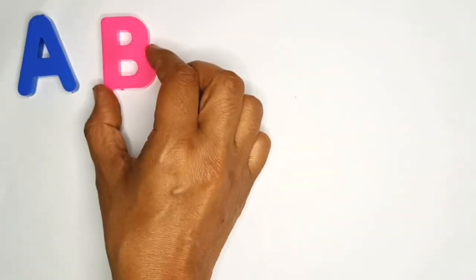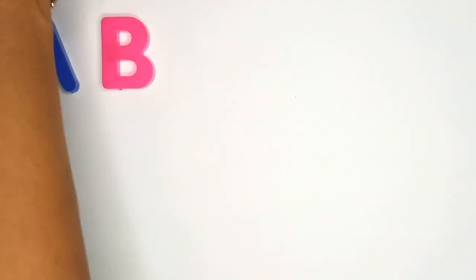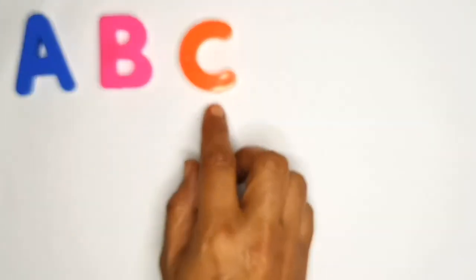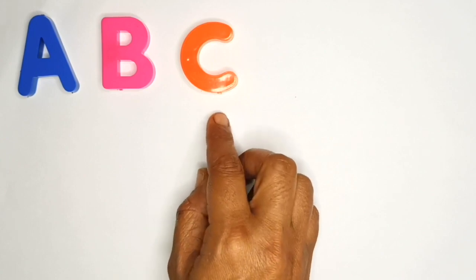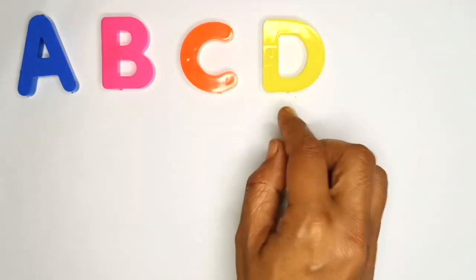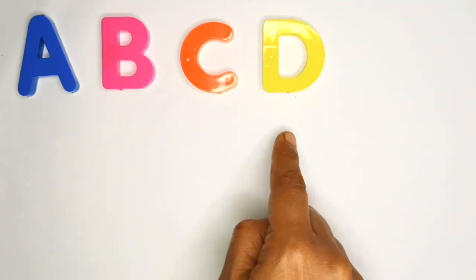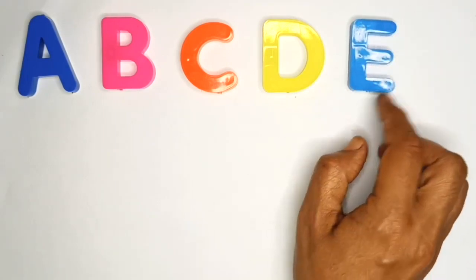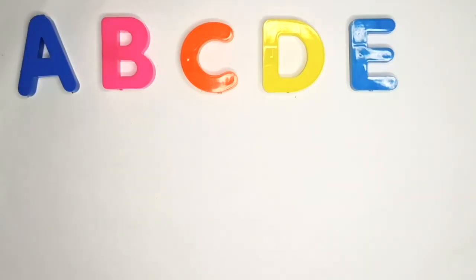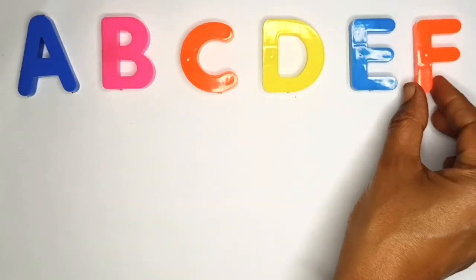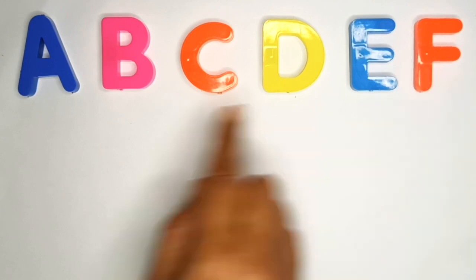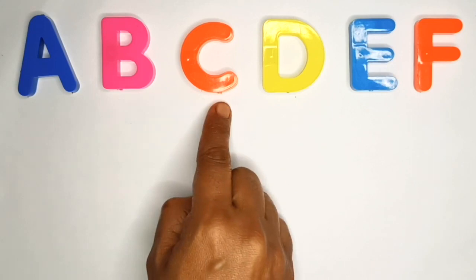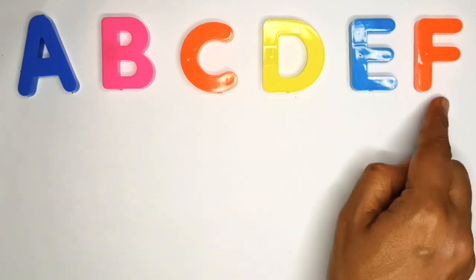A for apple. B for ball. C for cat. D for dog. E for elephant. F for fish. A B C D E F.